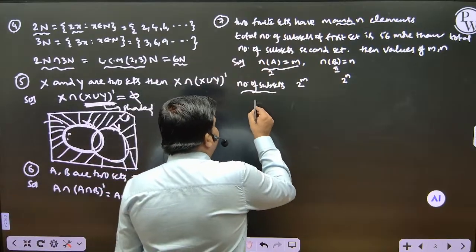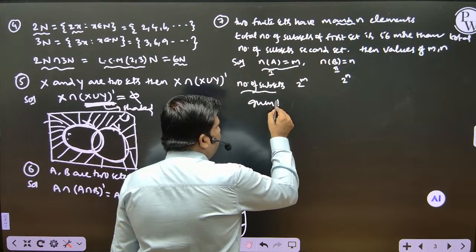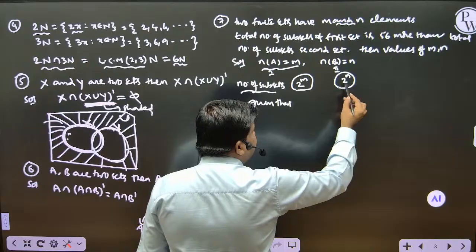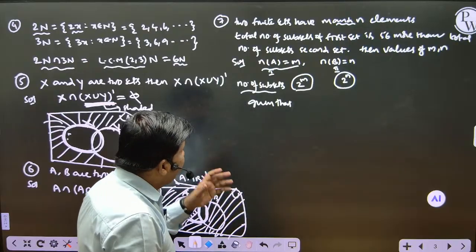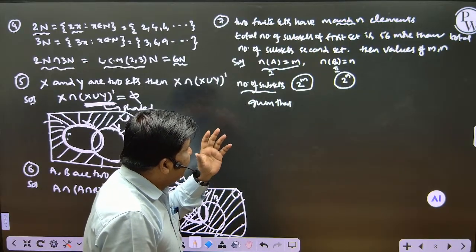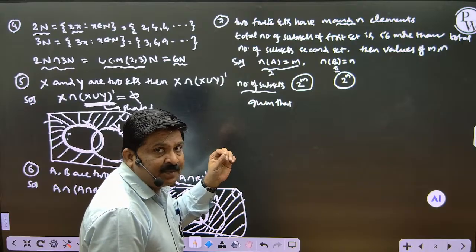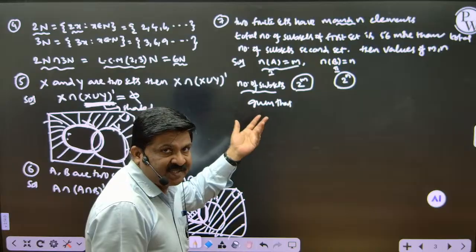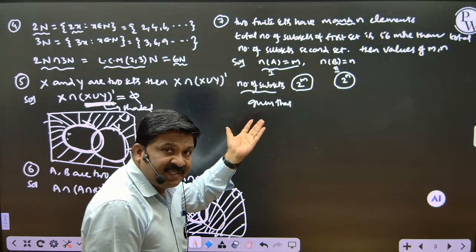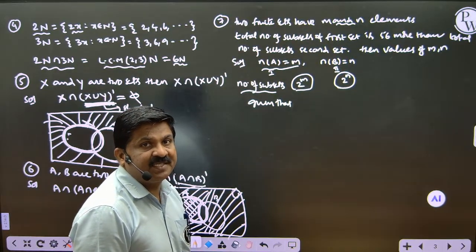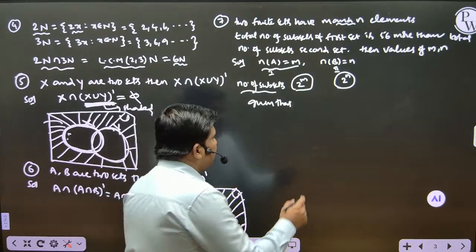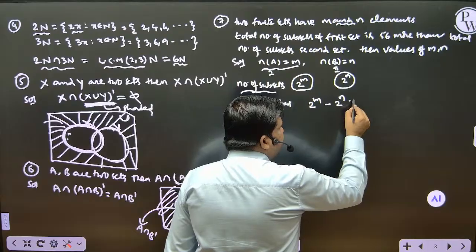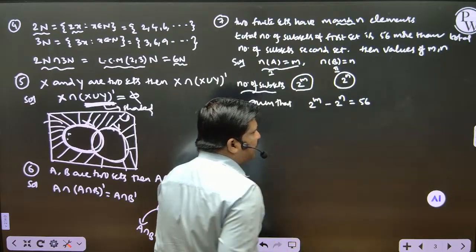But what is given to you here? The number of subsets of the first set is 56 more than the number of subsets of the second set. So that means the difference of their subsets should be equal to what? 56, right?